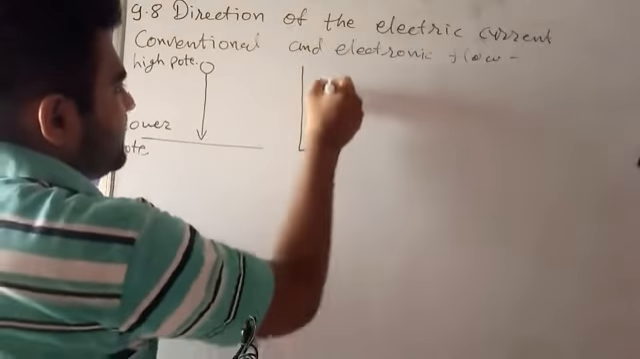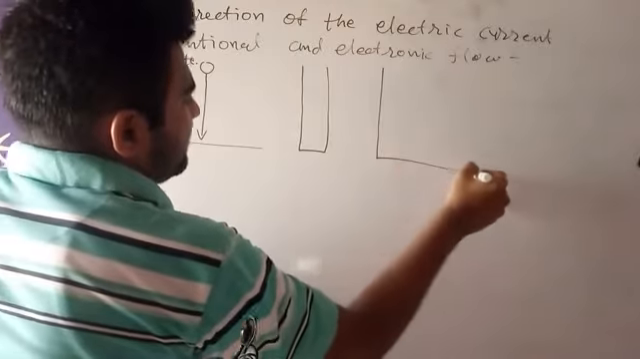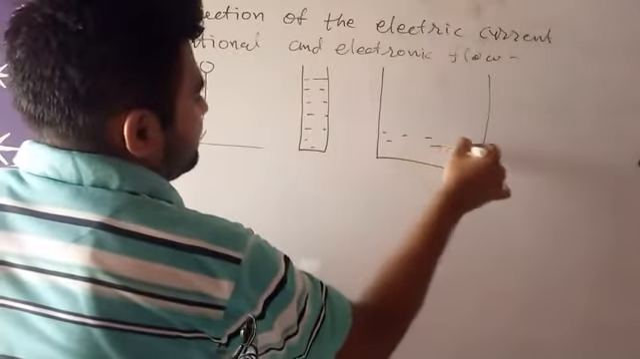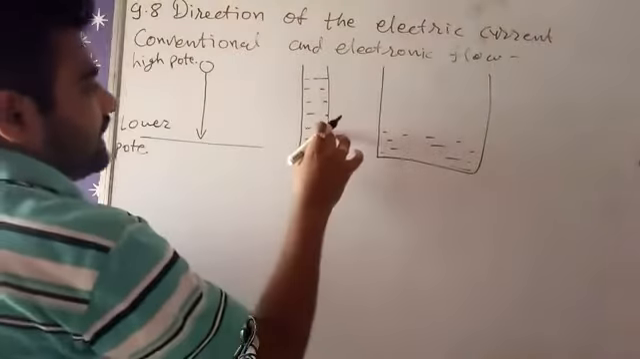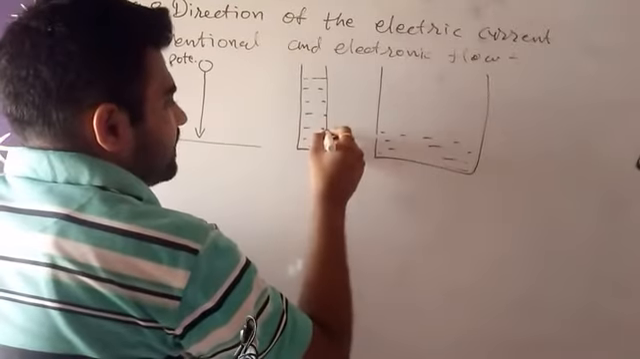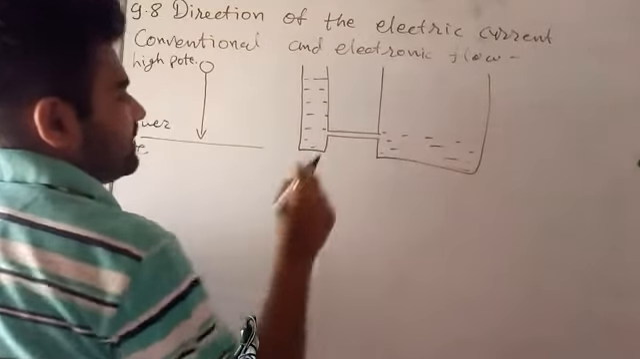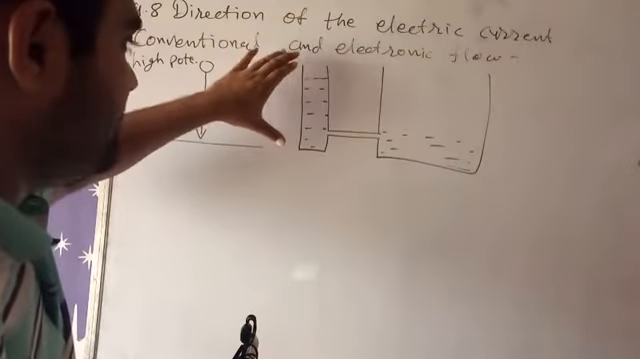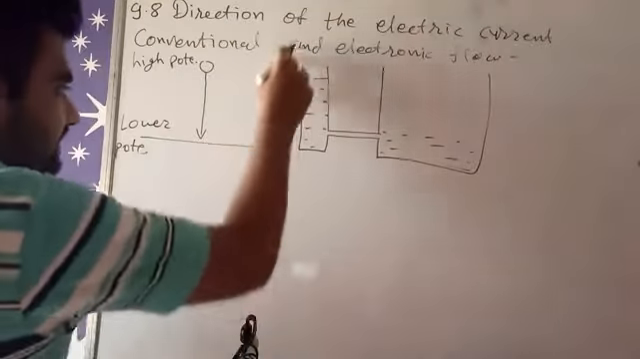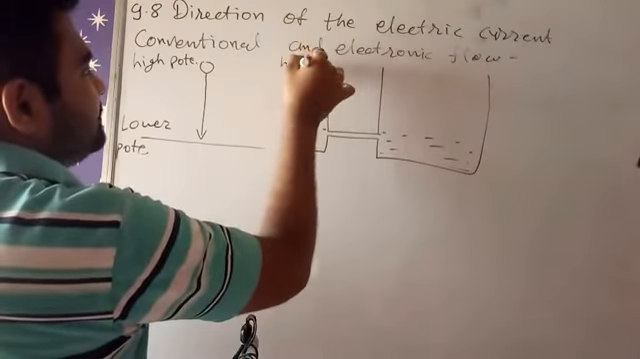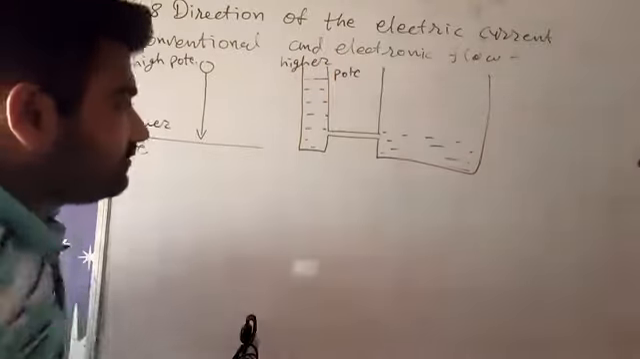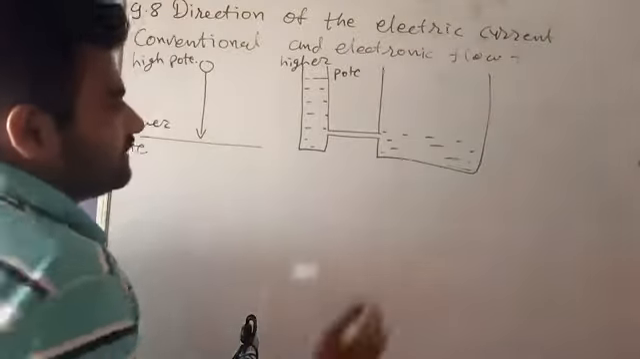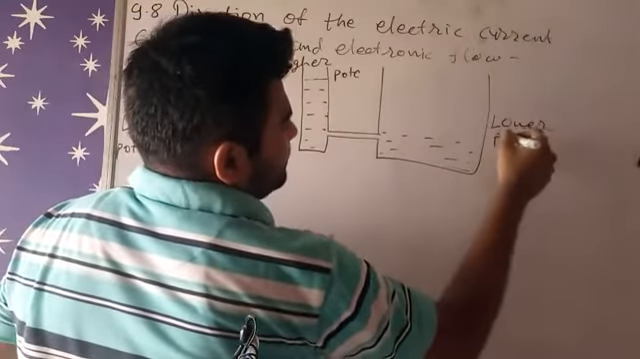If we have one container like this and this is another container, we have water inside here and here some water is here. Now if I let water come out from here to here, because the water height is maximum here, because of more height this container is at higher potential, and because the water level is decreased, because of the lesser level of water this is at lower potential.